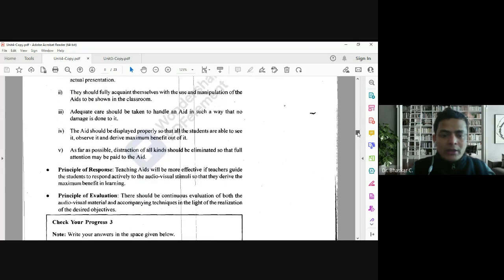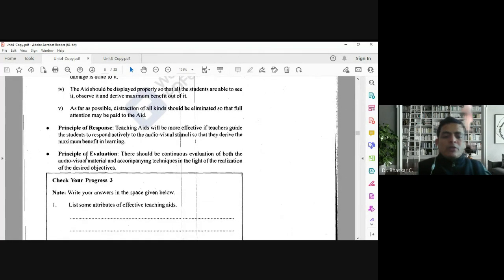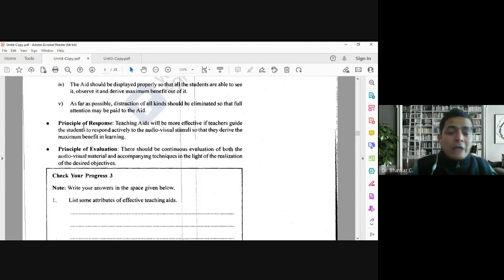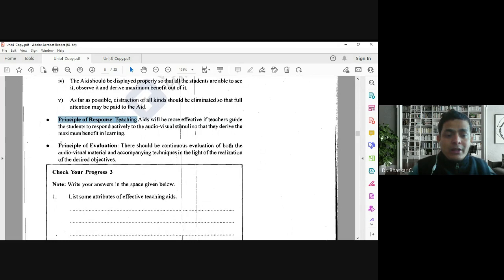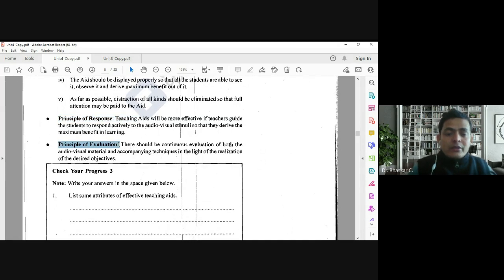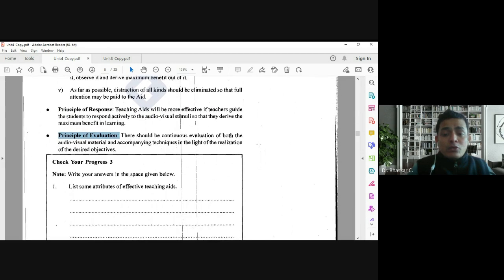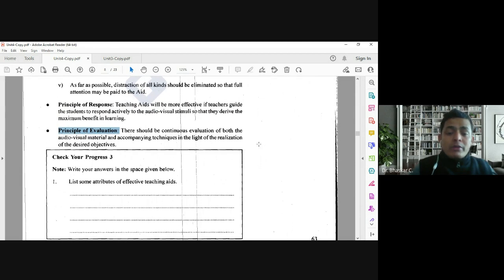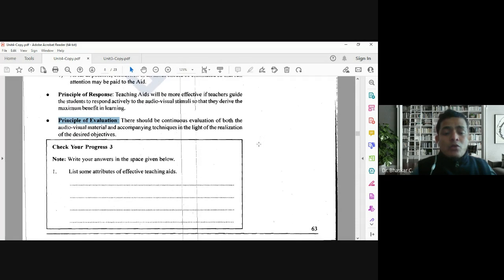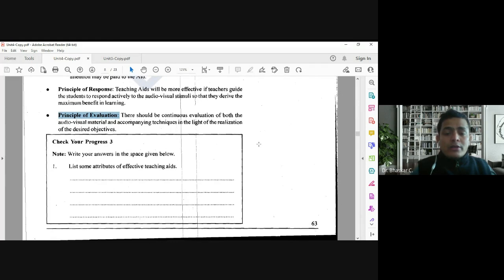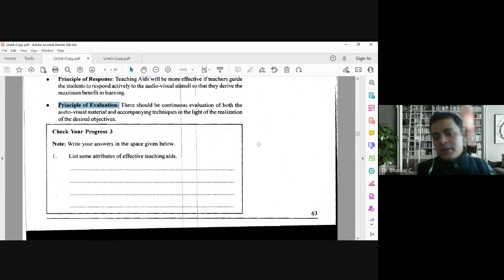Then the last two principles are the principle of response and the principle of evaluation. What is the principle of response? It is whether the learners will be able to respond actively or not. And similarly, evaluation means whether continuous evaluation of that particular mass media program or audiovisual material will be done or not. This also you have to keep in mind. So these are some five or six principles which are to be kept in mind when you are deciding to select or to design an audiovisual program for the learners.